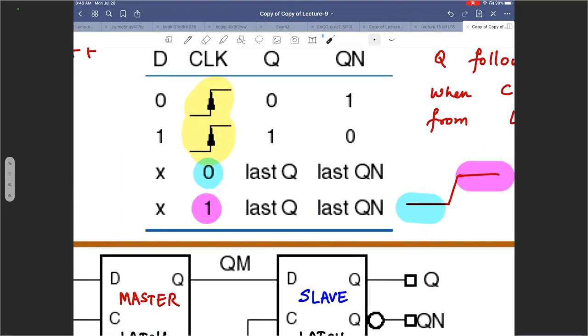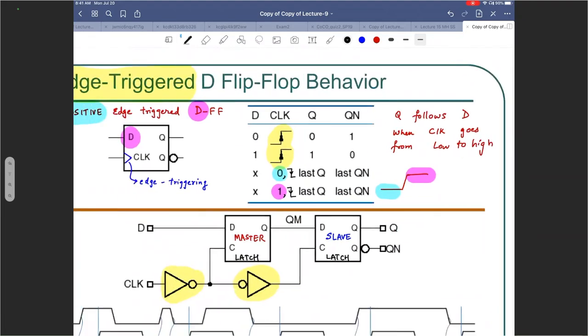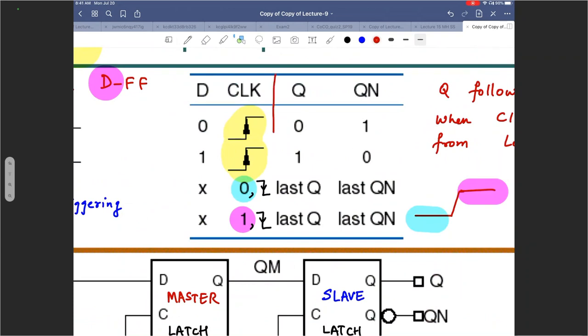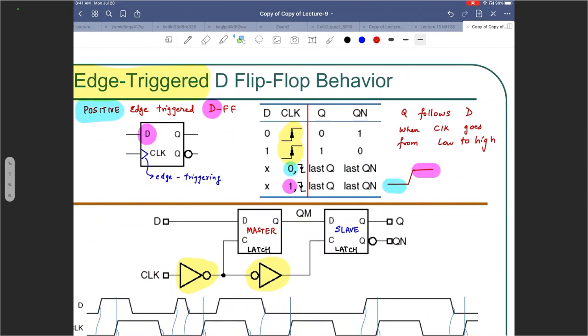In fact, I can also include this in this, right? So I can also say 0, comma, the negative edge, 1, comma, the negative edge. Even if you see a negative edge on the clock, still that is not the edge of interest. So Q will not change, which means Q will be the same as the last Q. Let me put a line between them so that there's no confusion here. So it doesn't even matter what D is now. So that's the behavior, that's the symbol of the D flip-flop, and essentially this is your characteristic table for the D flip-flop.